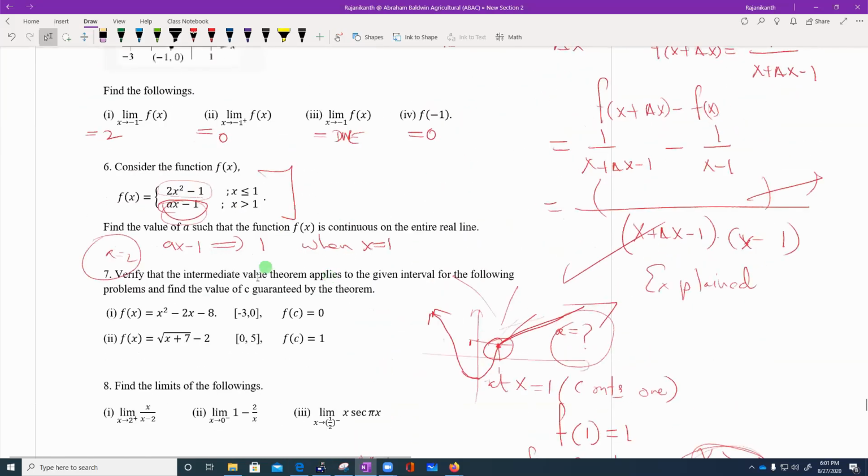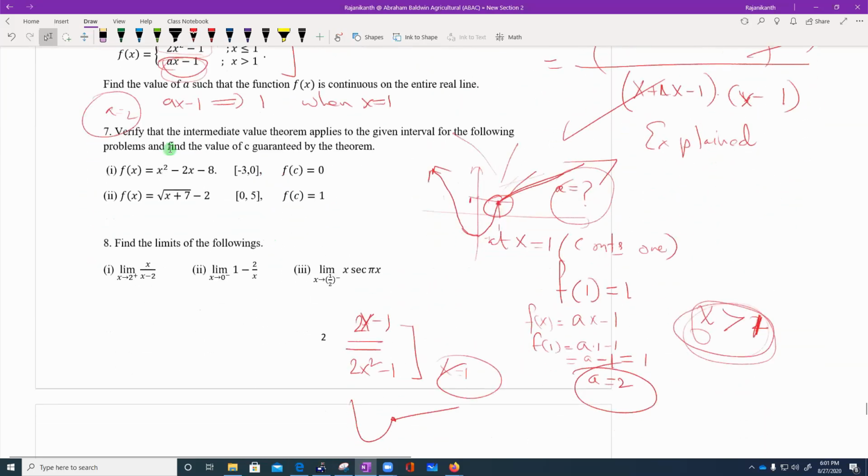So that is there. Again, this one I just explained about the intermediate value theorem, and again our answers are there, so you just check the answer.